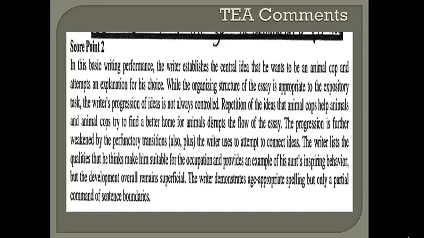But the development overall remains superficial. It had some good points. It's just a matter of tweaking some of that progression. The writer demonstrates age-appropriate spelling, but only a partial command of sentence boundaries.